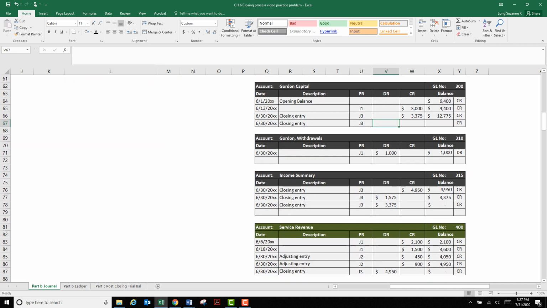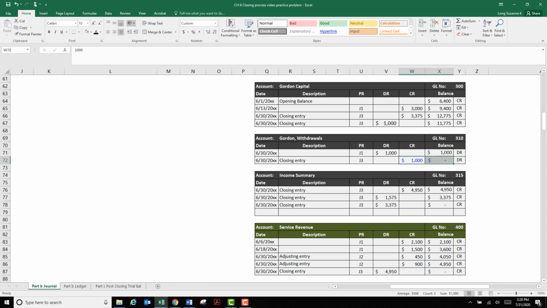Capital is being reduced by 1,000. Withdrawals is being reduced by 1,000. Closing entries. So we've got credit reduced by a debit, so this is going to be a smaller number. This one minus this one. Here we've got 1,000, 1,000, so we're zeroing out. Yep, because that one gets closed out.